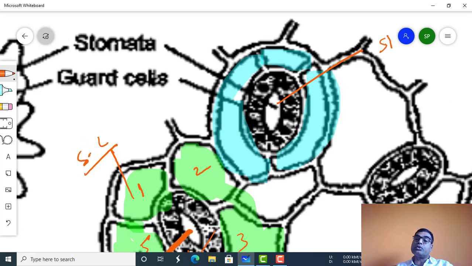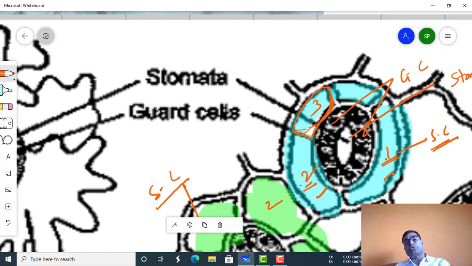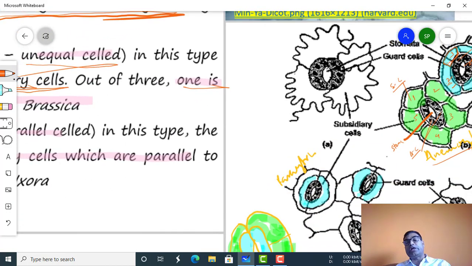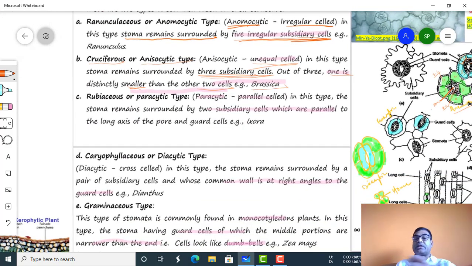This one is a stoma. These 2 are the guard cells, and 1, 2 and 3 are the subsidiary cells. If you see, the first and second cells are almost similar in size, but the third one is comparatively smaller than the other 2 subsidiary cells. So this one is an anisocytic type of stomata or cruciferous type of stomata observed in Brassica.